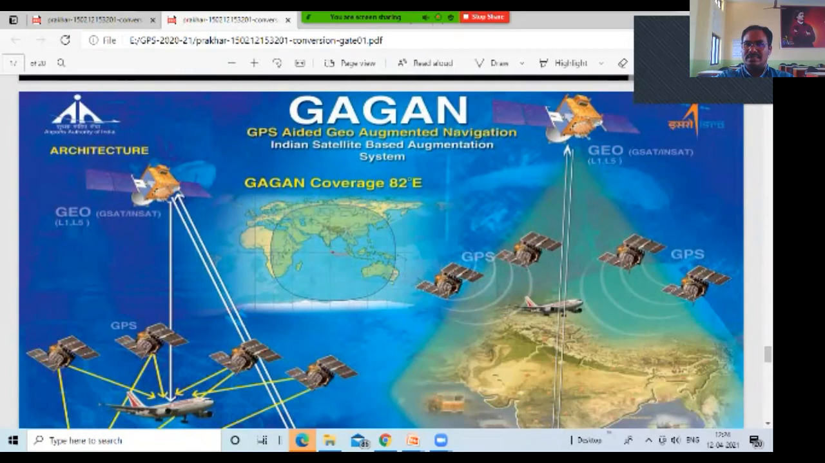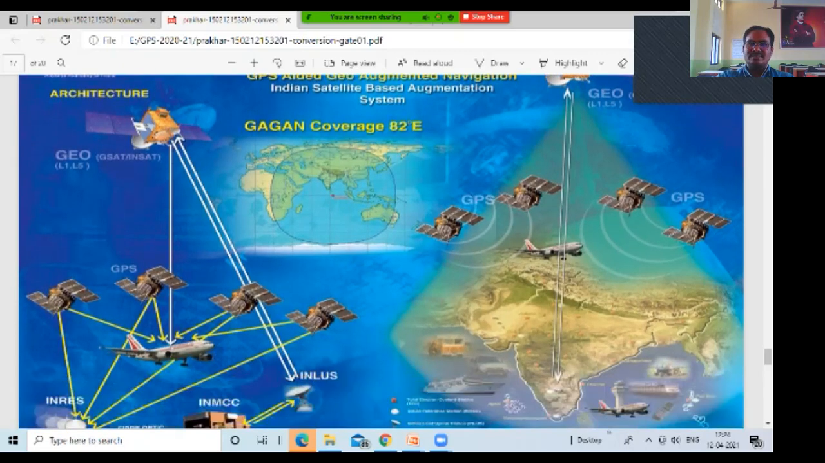So this is about Gagan. It was developed by the Airport Authority of India. That's why this emblem is there. Remember this, Airport Authority of India. It is located in our Hyderabad city also. So Gagan coverage is 80 degrees east, with geo satellites, GPS, INRES, INMCC, and INLUS present in Bangalore.